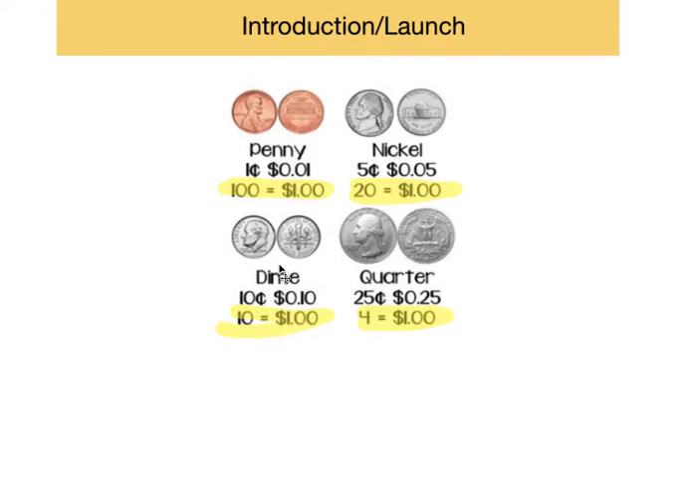Then we have the dime, which is 10 cents, and we could write it both ways. And we need 10 of them to equal a dollar. And finally, we have that quarter. Now, the back of the quarter can also have different little images on it, so it's not always the same anymore. So the quarter is 25 cents, and we could write it both ways. And we need 4 of them to equal a dollar.